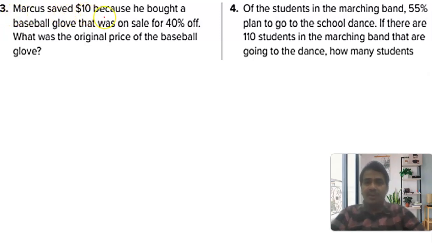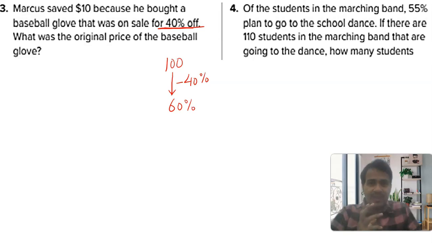Marker saved $10 because he bought a baseball glove that was on sale for 40% off. 40% off means 40% is the discount. What was the original price of the baseball glove? Whenever something is discounted by 40%, that means the new, reduced price is 60% of the original price. I hope you understand.